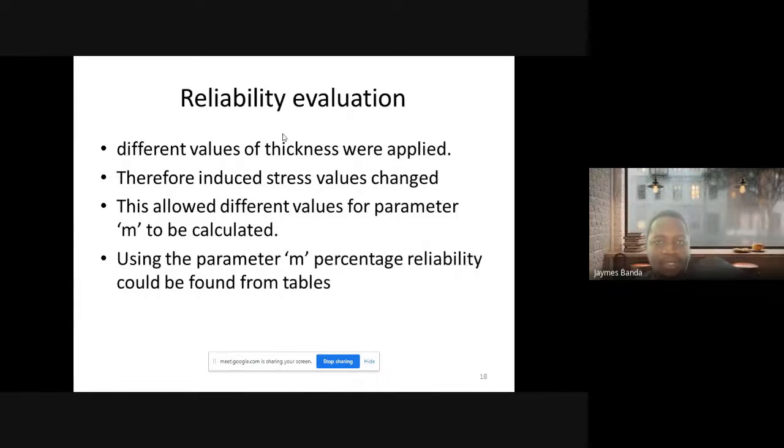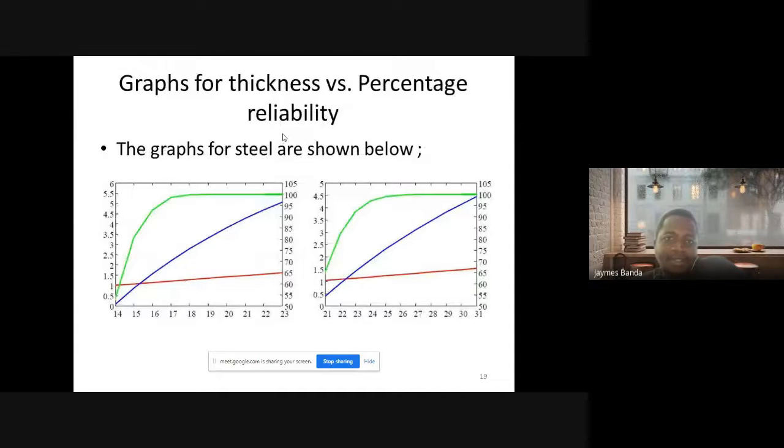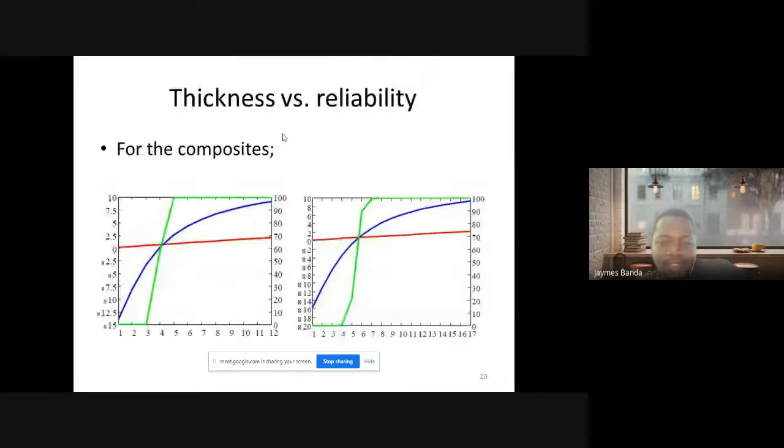The graphs of thickness versus percentage reliability were plotted together with the factor of safety. The one in green is of particular interest because it is the graph for reliability against the thickness for the materials. Also for the composites, the graphs were plotted and they are shown below.